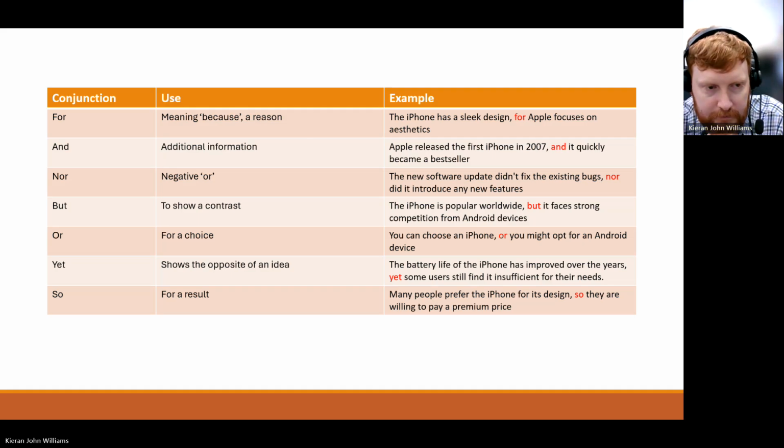Okay. So the next one we have here is or. So or is when you have a choice of two or more things. Okay. So do you want this or do you want this? You need to make a choice. So the example is you can choose an iPhone or you might opt for an Android device and you will need to choose between those two options.